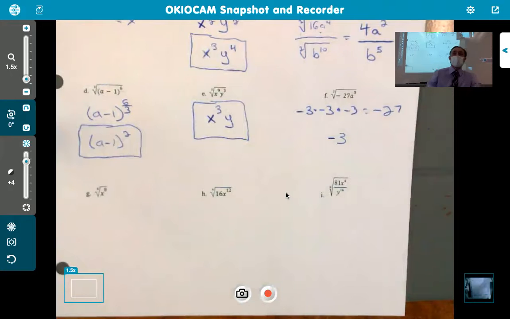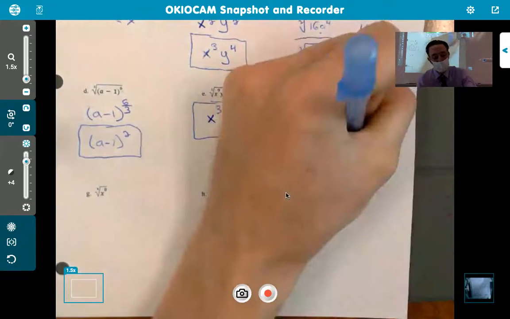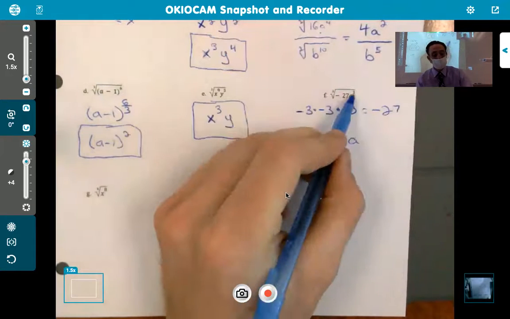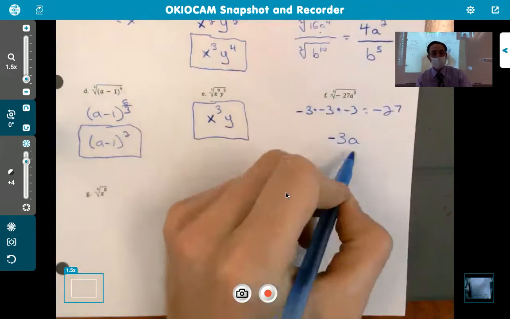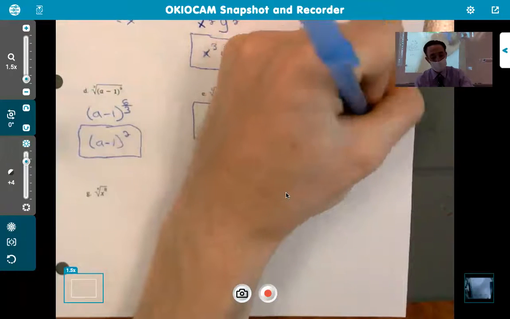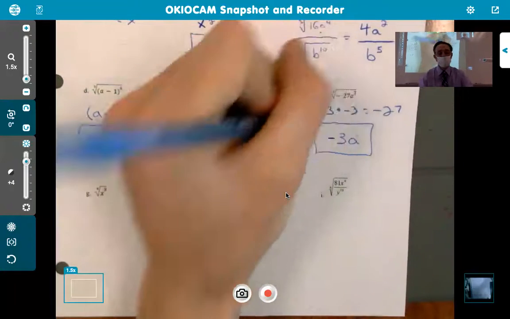Now I need to just worry about that variable. How's that going to simplify? What's the cubed root of a cubed? Just a, right? So just taking the 3, dividing it by the 3 on the outside. So I have a to the first, or just a. So my answer is negative 3a.